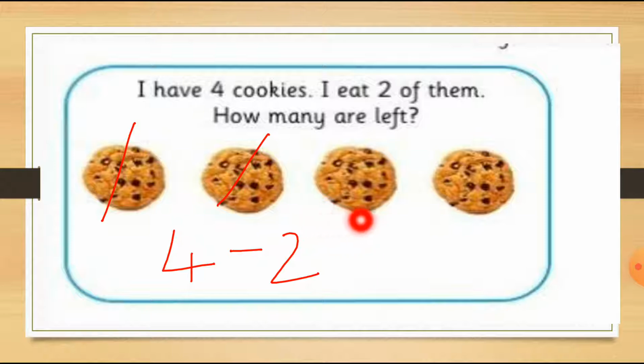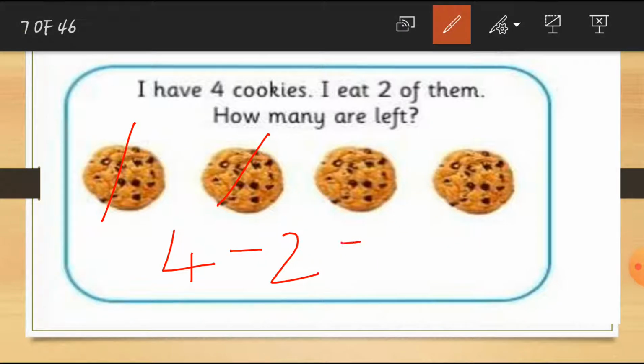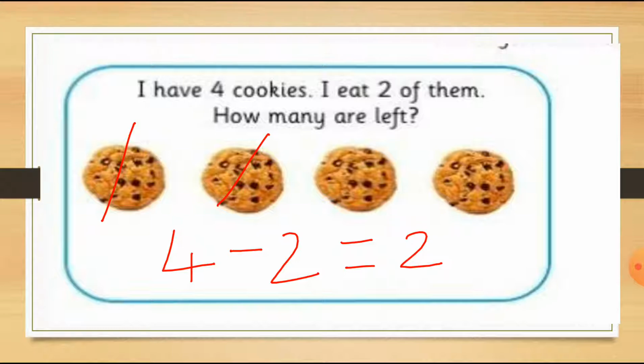So how many are left? You can see these 2 cookies are left. So the answer is 2. You have to write down the answer this way. How many are left? You have to write: 2 cookies are left. This much easy this is.